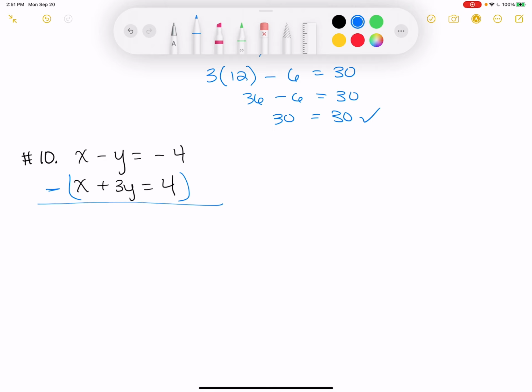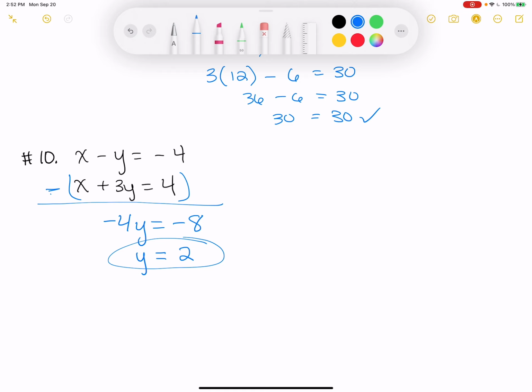All right, so x minus x is 0. Then move over to the y's. Negative y minus 3y is negative 4y is equal to negative 4 minus 4 is negative 8. And then I can divide by negative 4. So y is equal to 2.